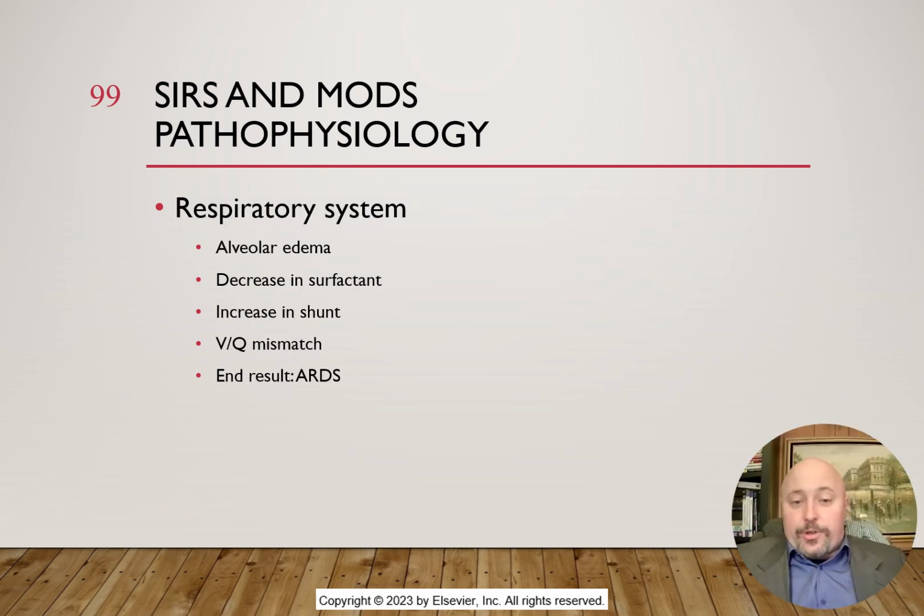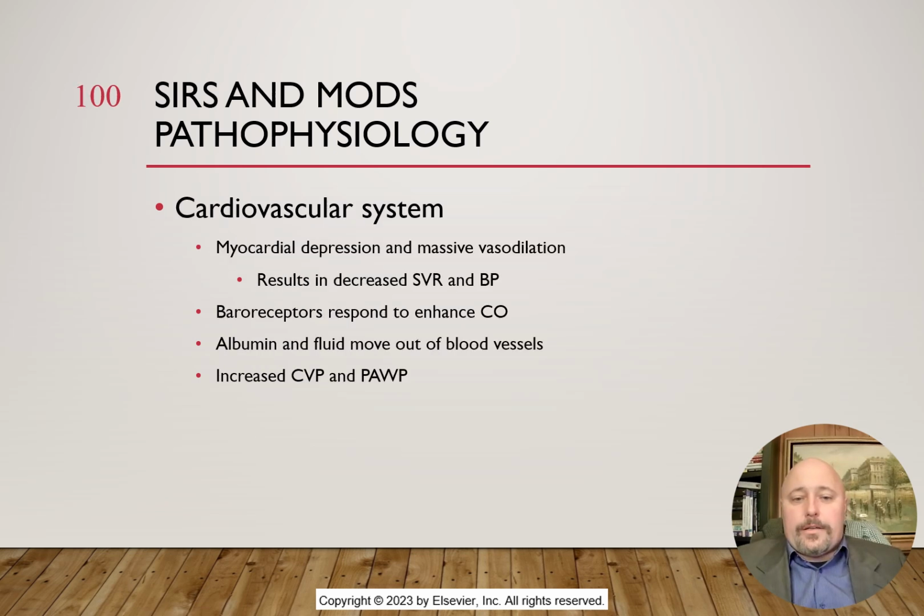As far as the respiratory system, we would carefully watch for alveolar edema, any decreases in surfactant, and be very aware of that ending result of ARDS, acute respiratory distress syndrome. In the cardiovascular system, myocardial depression and massive vasodilation can result in a decreased blood pressure. Baroreceptors respond to that increased cardiac output, and also be aware of albumin and fluid moving out of the blood vessels.